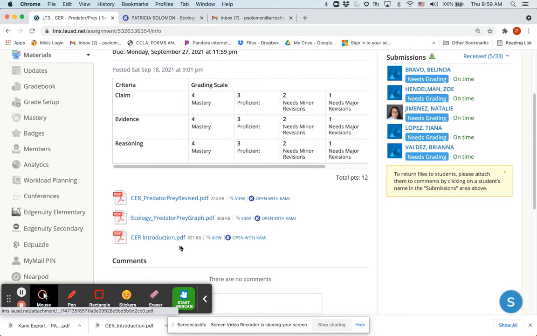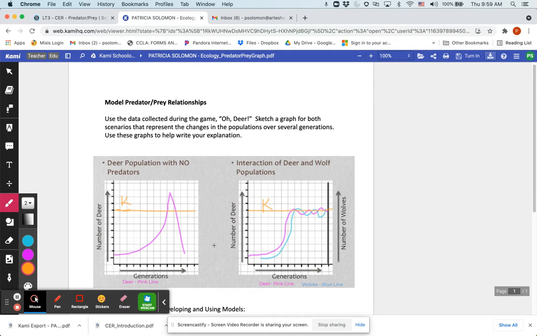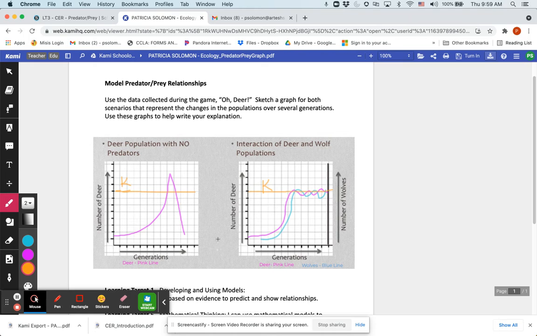We already looked at the CER introduction, so this time we're going to open our ecology predator prey graph, and you may remember that we did this in class. Oh yeah, we did do this in period 8 as well.